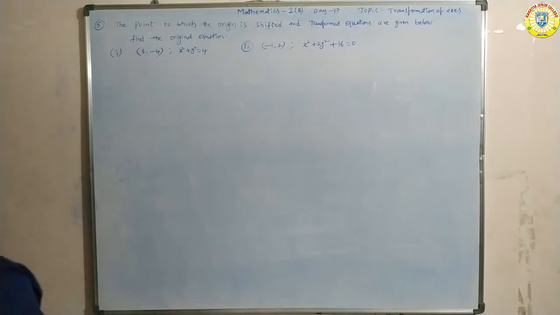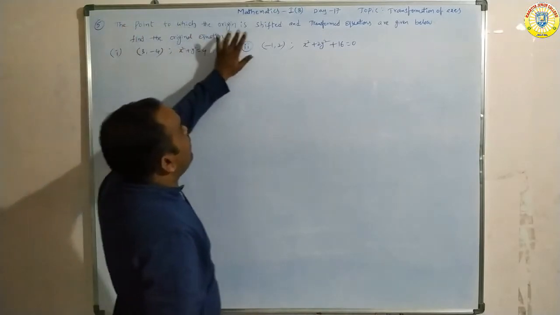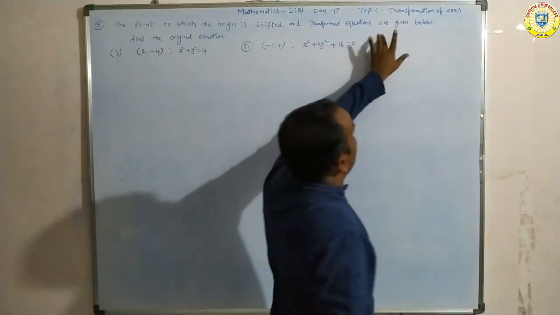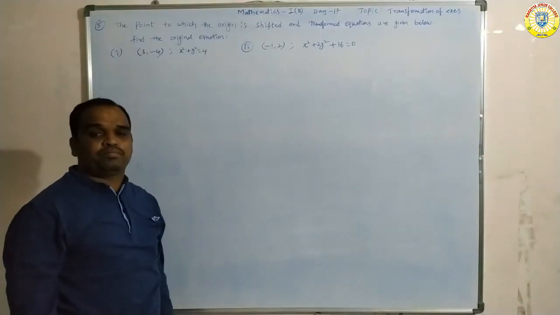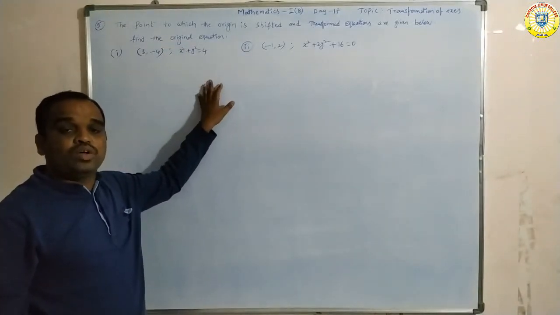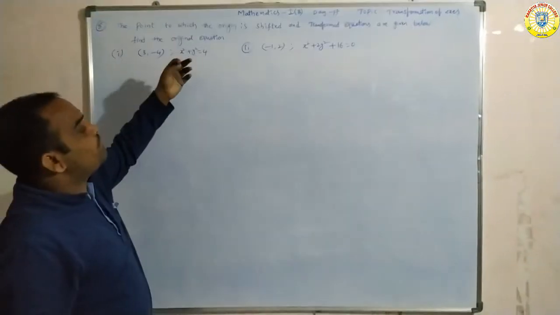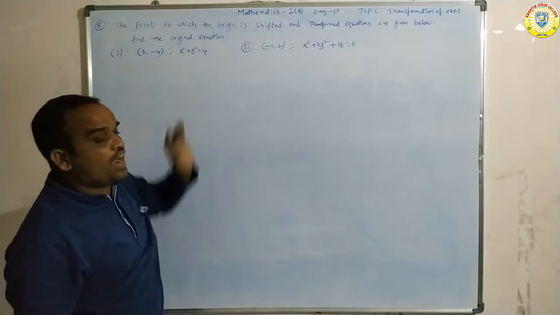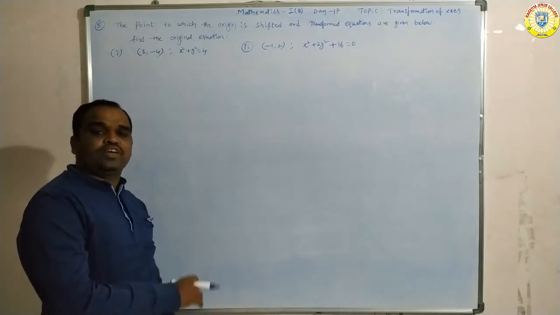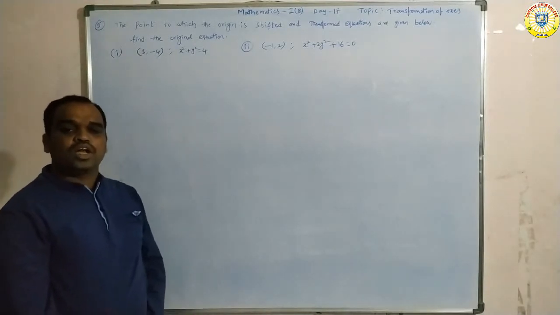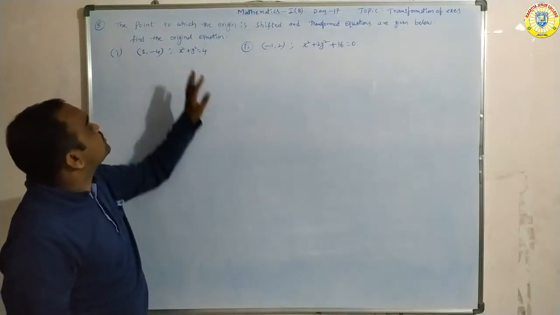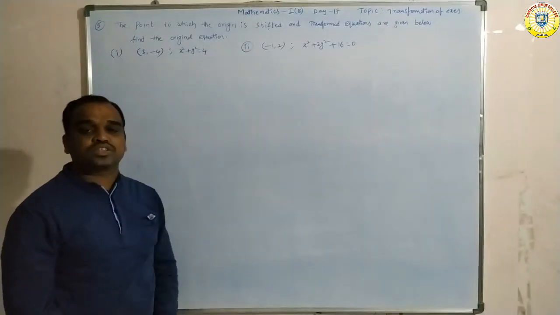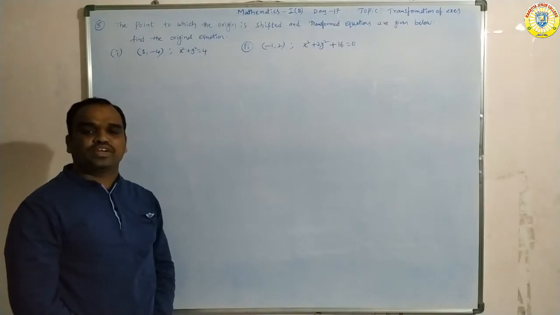See the next question. The point to which the origin is shifted and the transformed equations are given below. Find the original equation. The given equations are which ones? Transformed equations. Okay? So sorry, see here. Transformed equations are given. We are finding which ones? Find the original equation. Given equations are transformed equations. Now we are finding original equations.